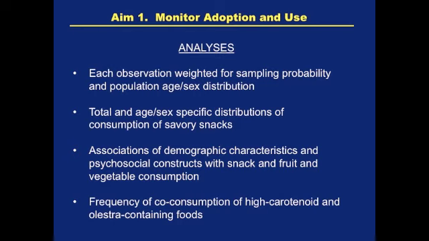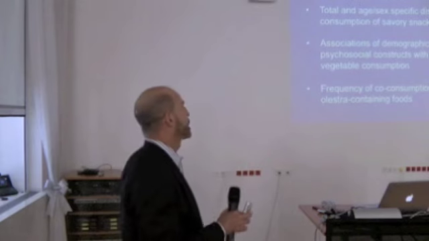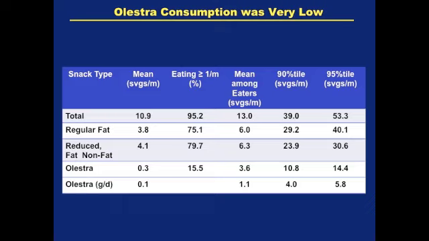And what we looked at were the age-sex specific distributions of total snacks, and we looked at associations of demographic characteristics and the psychosocial constructs with snacks. And then we tried to get at this issue of co-consumption, and I'll just show you the results. So first of all, Olestra consumption was very low.